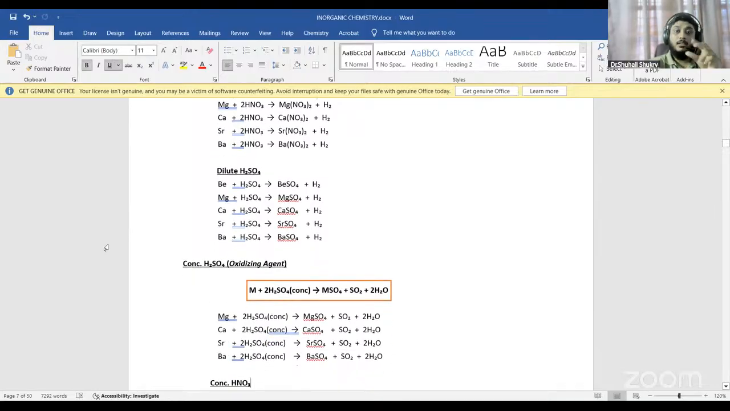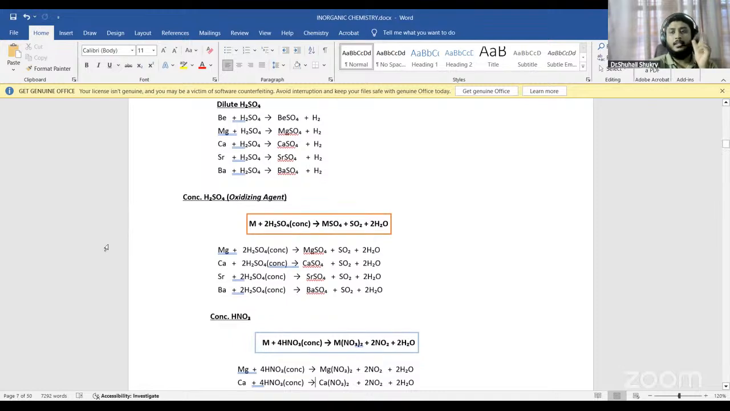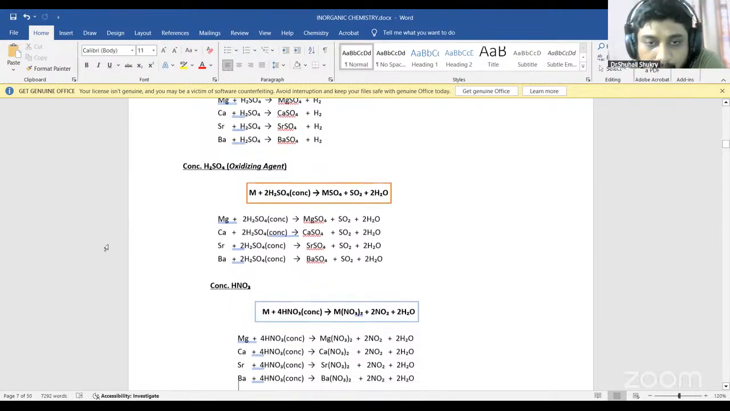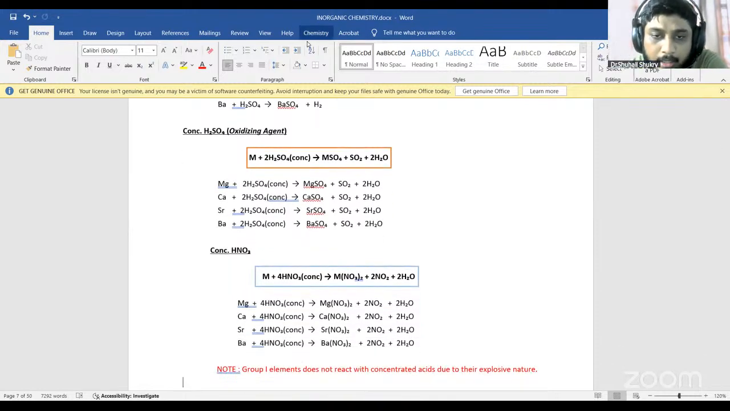Only in H2SO4 and HNO3. Remember, we are considering only the concentrated and diluted acids in this part. In the concentrated part, you get magnesium sulfate, SO2 and water. Here, calcium sulfate, SO2 and water. Strontium sulfate, SO2 and water. Barium sulfate, SO2 and water. You get the SO2 and water when you react with the concentrated one.